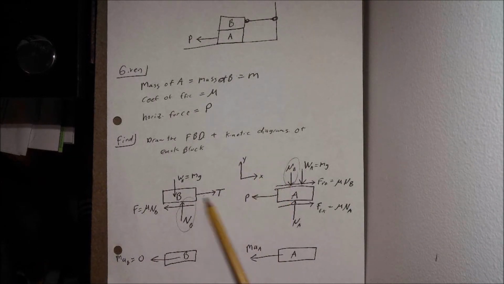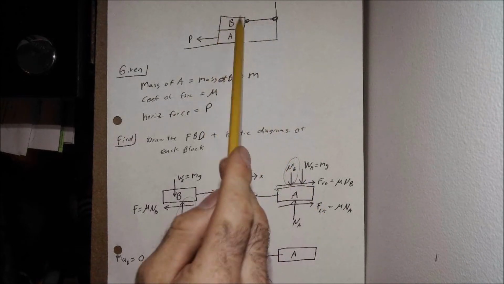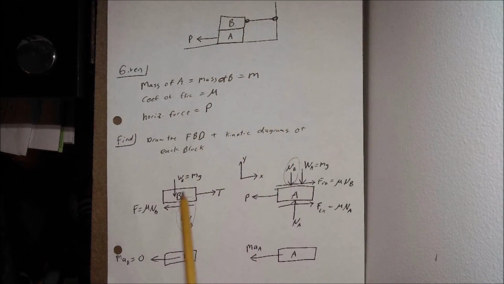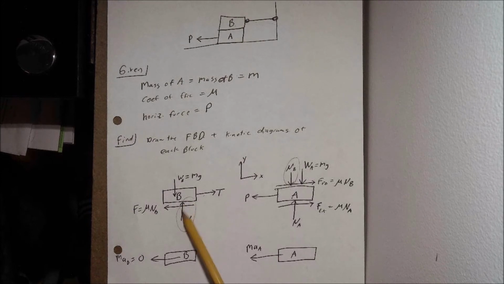Well, I have this tension force from my cable right here. I have the weight force acting down, W sub B, which is my mass times acceleration due to gravity, acting in my negative y direction. I have a normal force of block A pushing back up on block B right here, and I have a frictional force opposing the direction of motion.